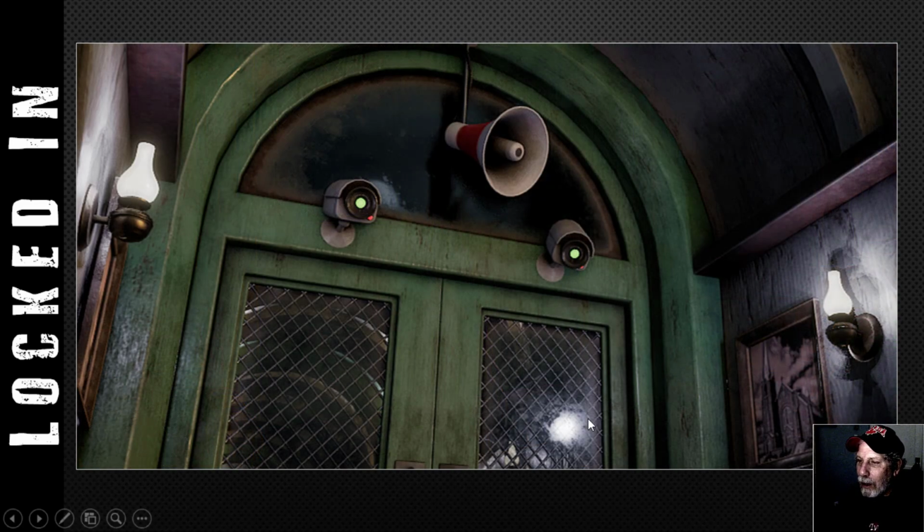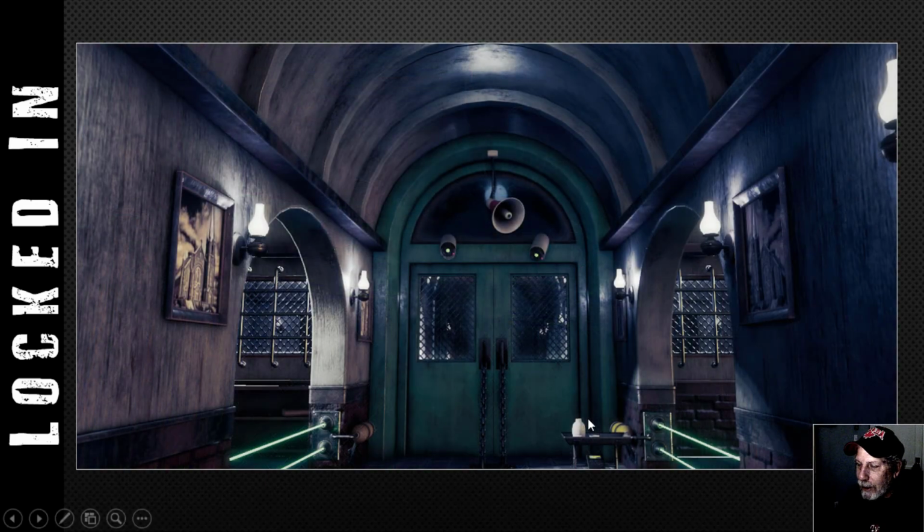All right, and having a closer look at the doorway and the megaphone and the cameras up there. And then just one more image where I really shifted it over to the blue, kind of a Resident Evil kind of look.